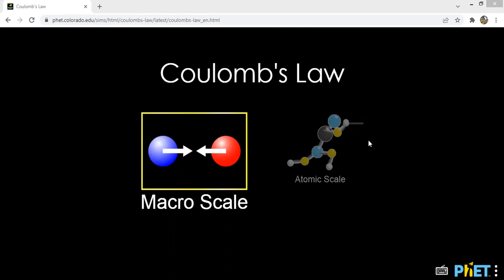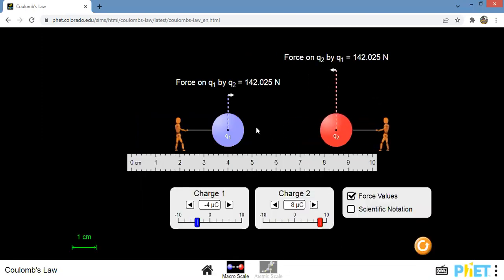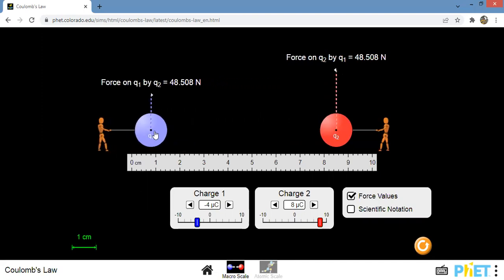For our Coulomb's law activity, this is the PhET simulator that we will be using. We are going to choose the macro scale, and this is how it will appear. Now, again, we will see here the charges that are marked in colors, blue and red sometimes.